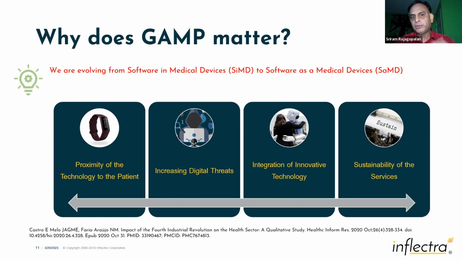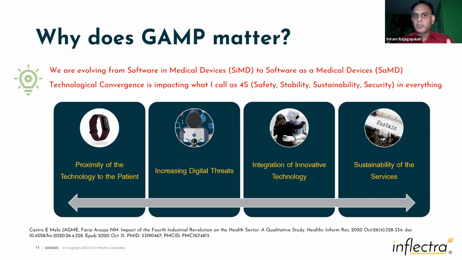And many of the software we are all creating is entering that phase. So it's no longer software in a medical device. We are also moving into the next stage of software as a medical device, and technological convergence that is happening. It is one of the 6 global mega trends, and that is impacting what I now call the 4S, which is safety, stability, sustainability, and security. Without all these 4S, you do not have software in the first place. And so this is what we are now emerging and looking into in today's world.